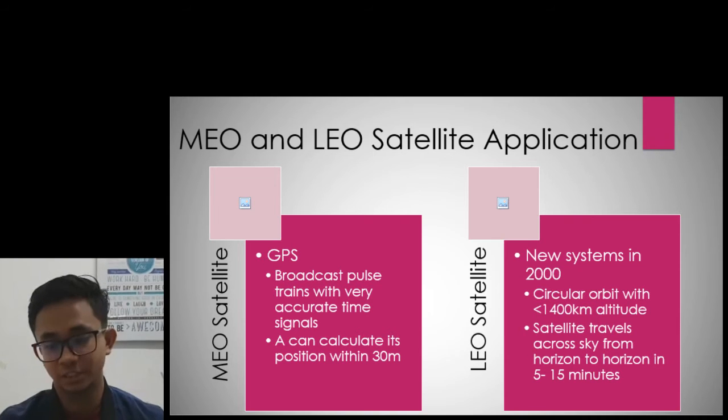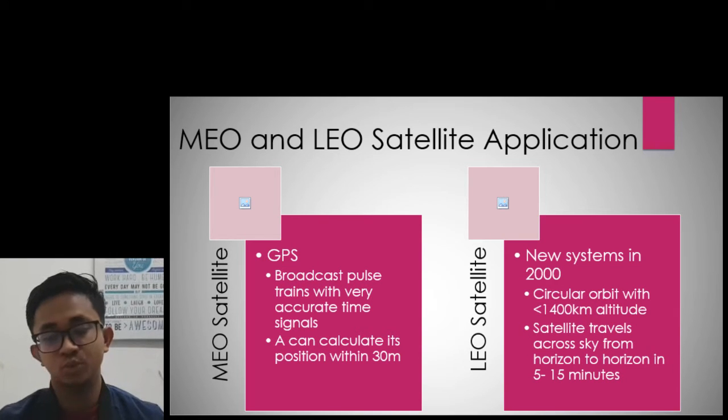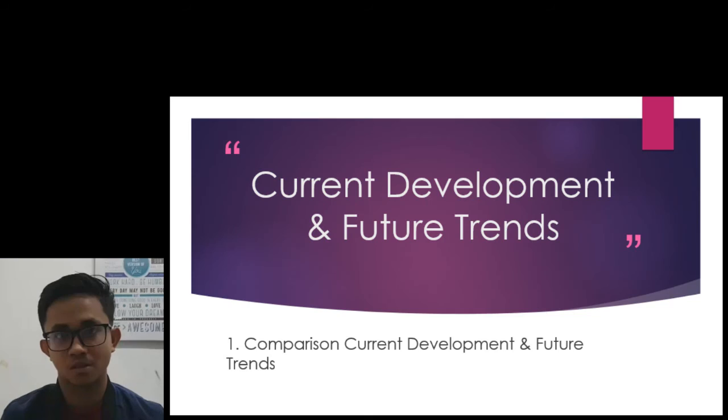And then the second part is LEO satellite. It's new. There are two new systems in 2000, which have circular orbit with less than 1,400 kilometer altitude, and the satellite travels across the sky from horizon to horizon in 5 to 15 minutes.